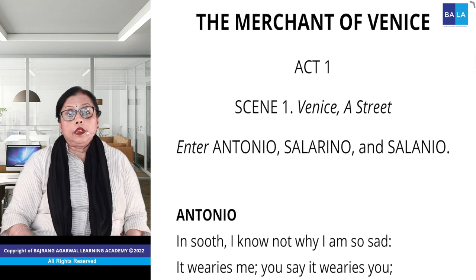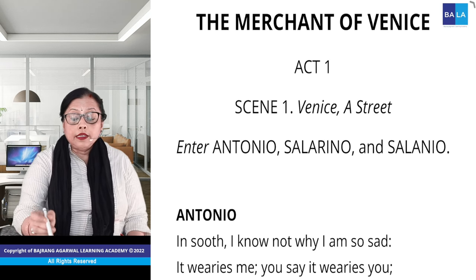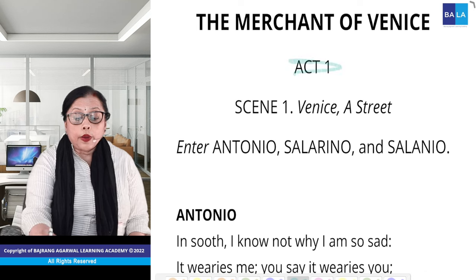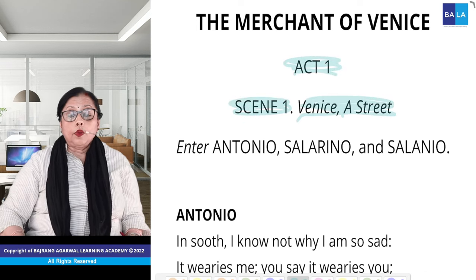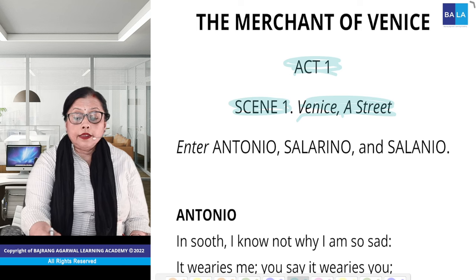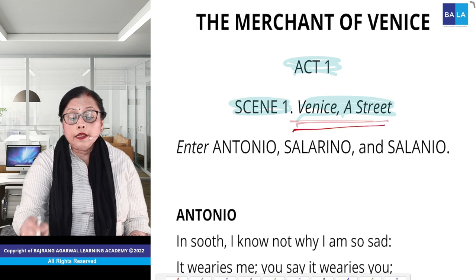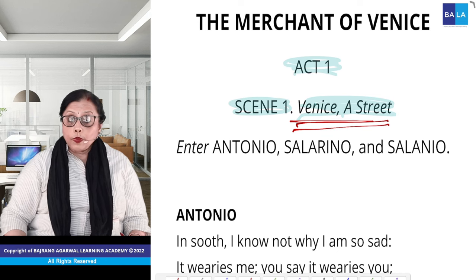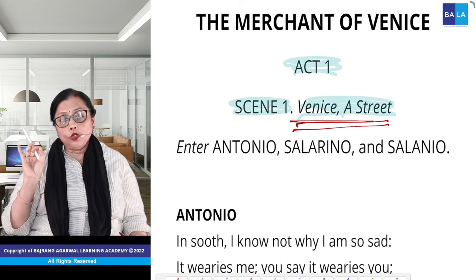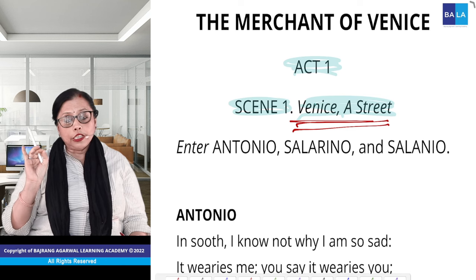We come to the first scene, Act 1, Scene 1. Where is the scene taking place? Venice, a street. This is the place where the scene takes place. So when we're doing the question answers, I'll tell you exactly how you are going to write your answers. English literature, believe me, boys and girls, the answers are based on facts. It is very easy to answer questions and very easy also to get marks.